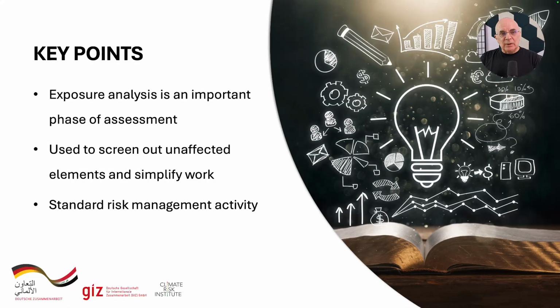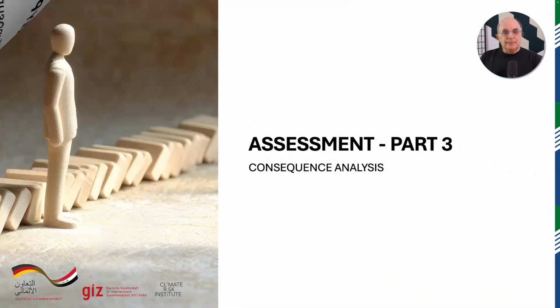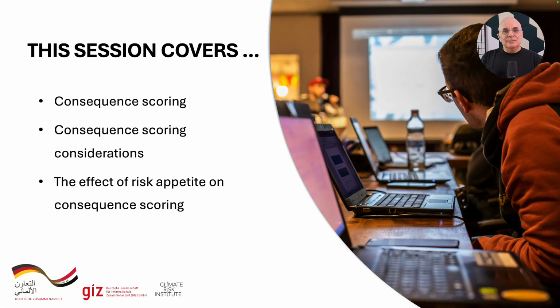The key points to take away from this are exposure analysis is an important phase of the assessment. It's used to screen out unaffected elements, and it's a standard risk management activity. In part 3, we consider the actual consequence analysis. So this session will cover consequence scoring considerations, and the effect of risk appetite on that consequence scoring.